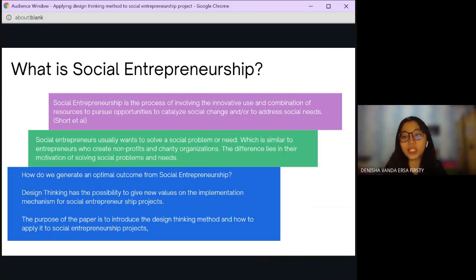Now, the paper discusses one of the optimal ways to generate outcomes from social entrepreneurship using the design thinking approach. It covers how to apply design thinking in social entrepreneurship problems.